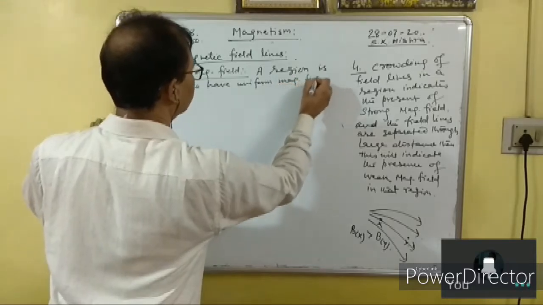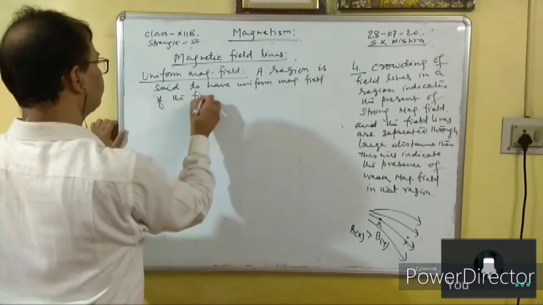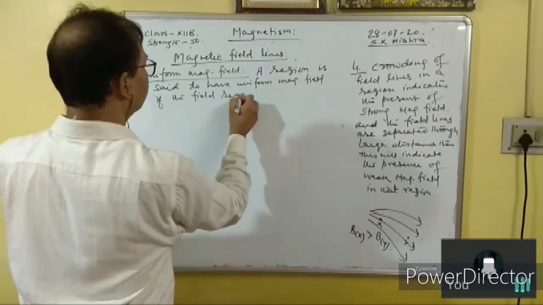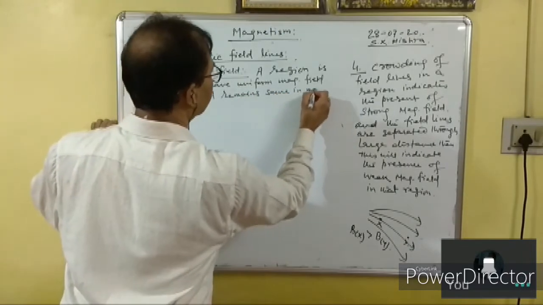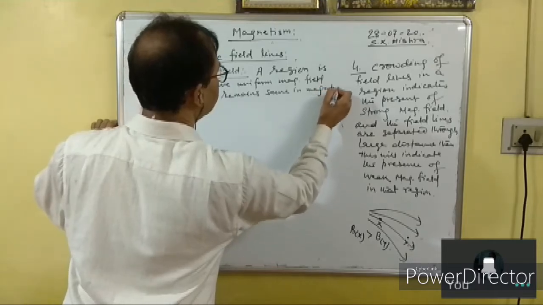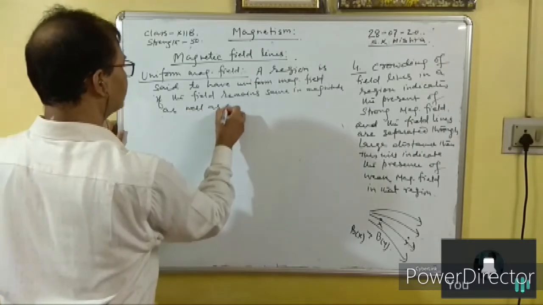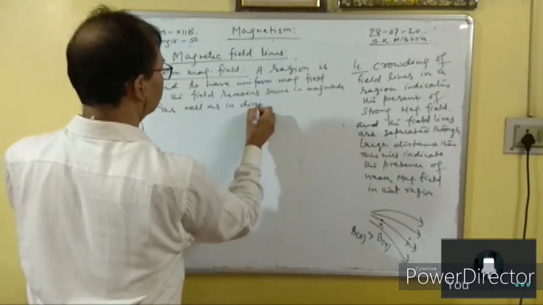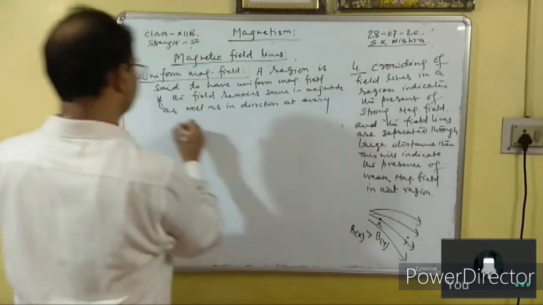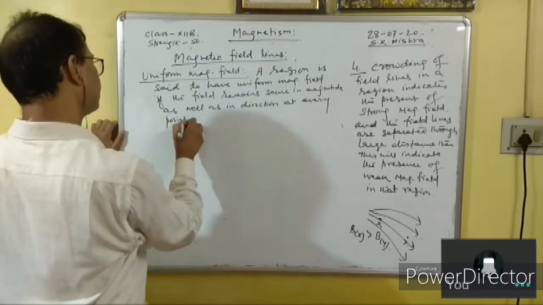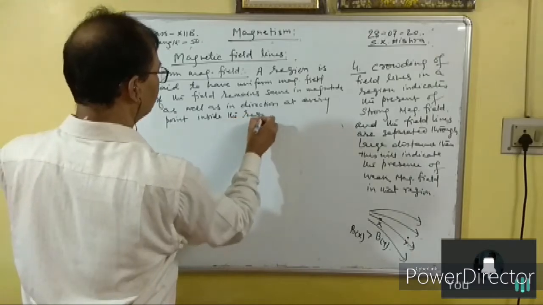In uniform magnetic field, now I am rubbing this portion. Write down the heading: uniform magnetic field. It is very much similar to the electric field. Only the difference lies in that it forms a closed loop. Magnetic field lines form closed loops, and electric field lines do not form closed loops. That is the basic difference.